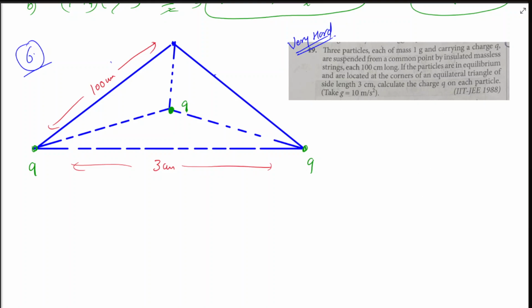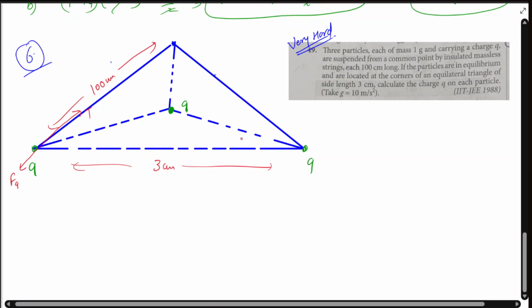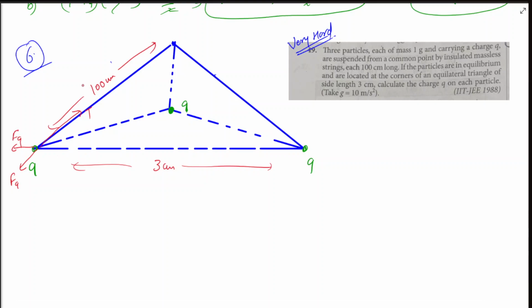Okay, perfect. So there are charges. This whole system is in equilibrium, so let's equate the forces here. Tension will be in this direction, and this charge will be repelling it like this, FQ, and this charge is also repelling it like this, FQ. Let's say this is L, and this is A. This angle will be 60 degrees.